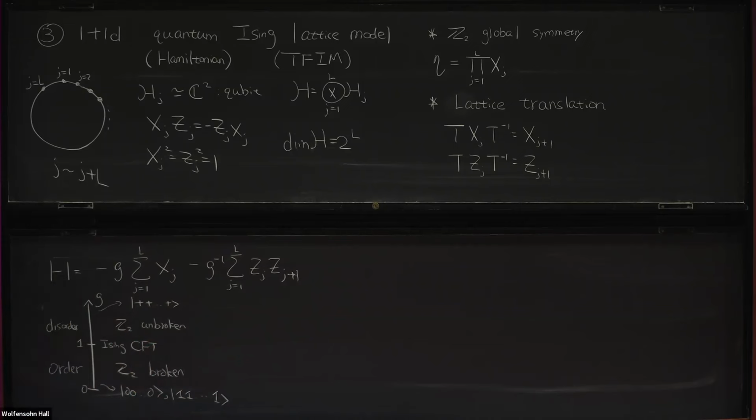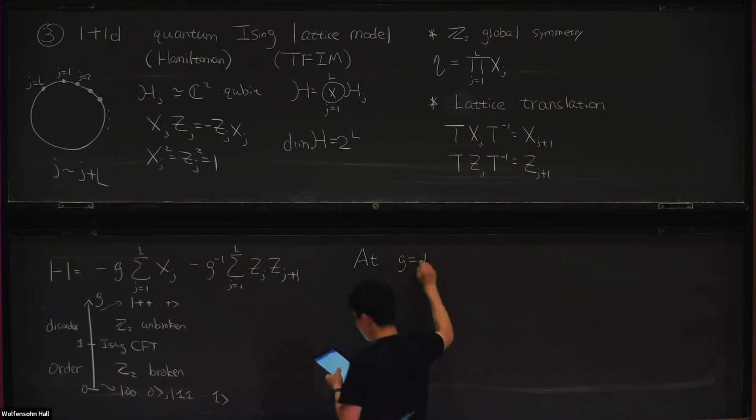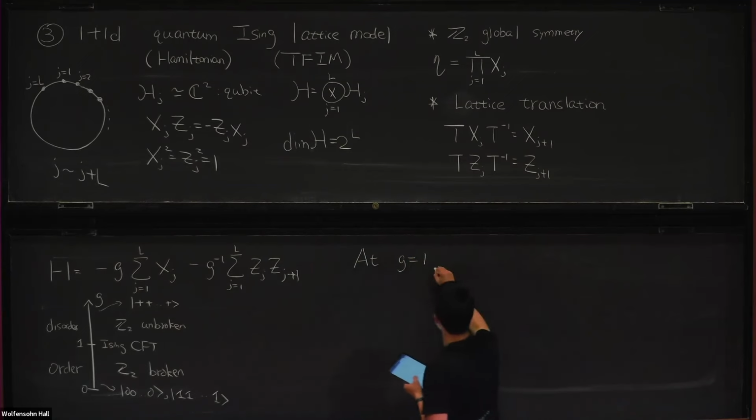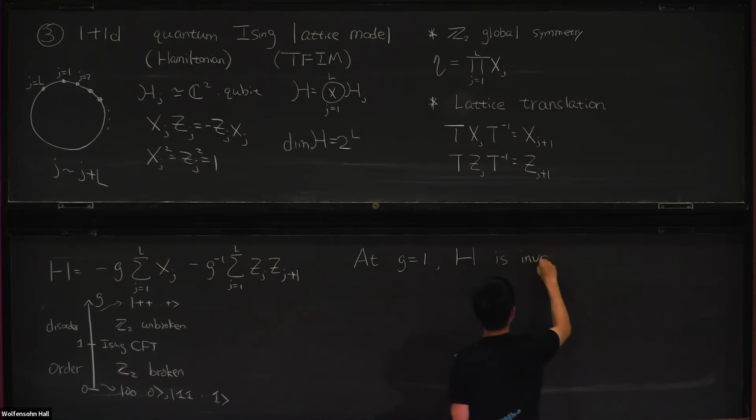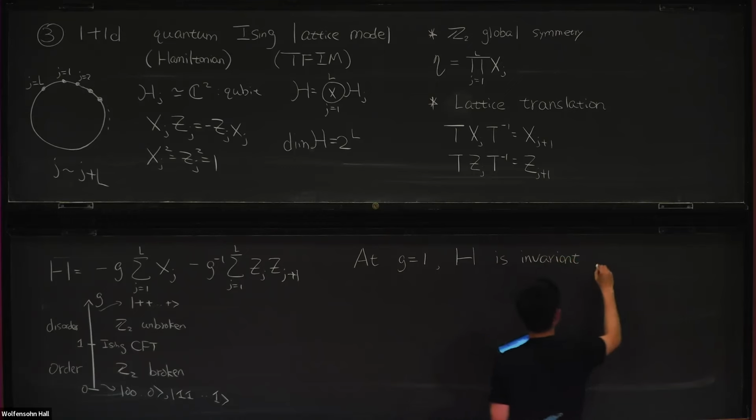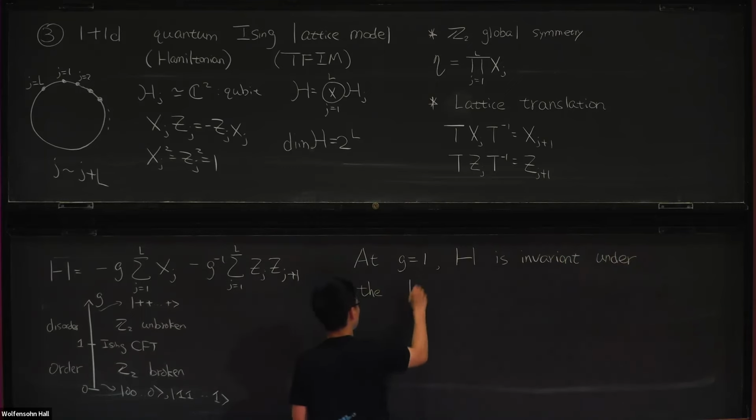All right, so that's a very simple prototypical second order phase transition between a Z2 breaking phase and a Z2 preserving phase. So far everything is standard and has already been discussed many times at this school. Now, the question we would like to address is that usually we say at g equals 1, by casual inspection, H is invariant under the Kramers-Wannier transformation.